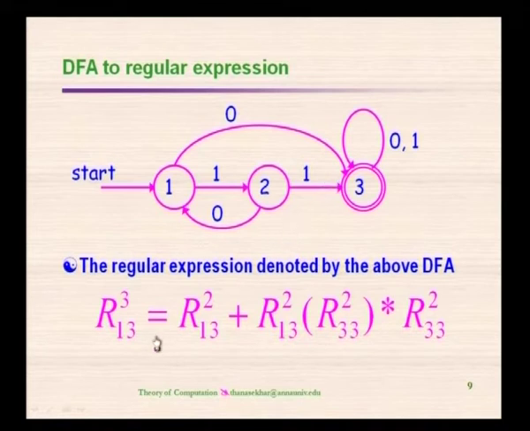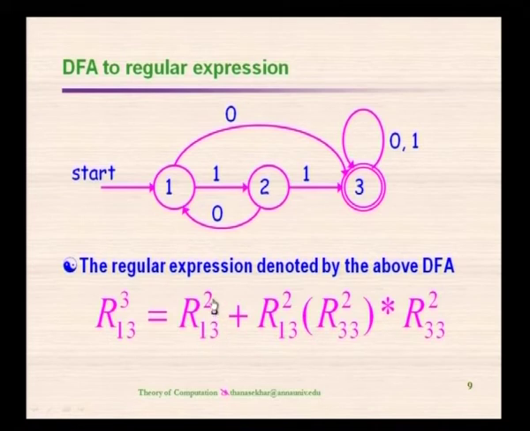The expansion is R13 with 3 in the superscript. So, by the definition of that, first it is going to be R13 with the superscript 2, because we are recursively expanding till we reach the basis case. A case is said to be basis if the superscript is 0. So, till we get 0 we must expand this particular regular expression.